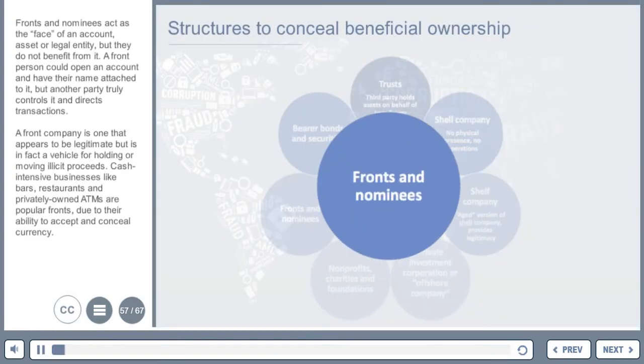Fronts and nominees act as the face of an account, asset, or legal entity, but they do not benefit from it. A front person could open an account and have their name attached to it, but another party truly controls it and directs transactions. A front company is one that appears to be legitimate, but is in fact a vehicle for holding or moving illicit proceeds. Cash-intensive businesses like bars, restaurants, and privately owned ATMs are popular fronts due to their ability to accept and conceal currency.